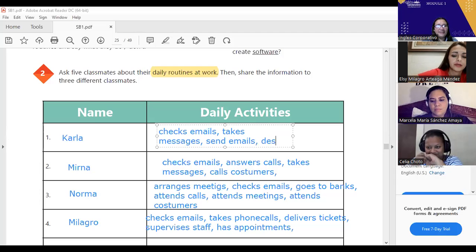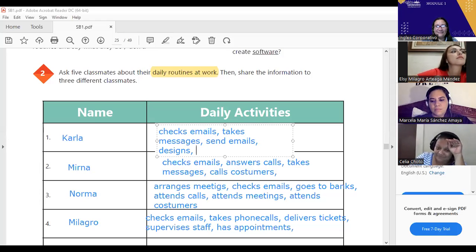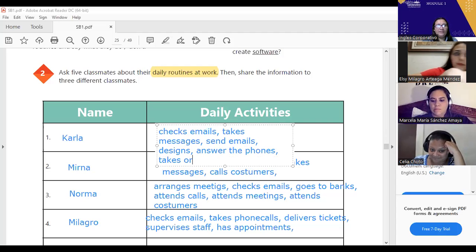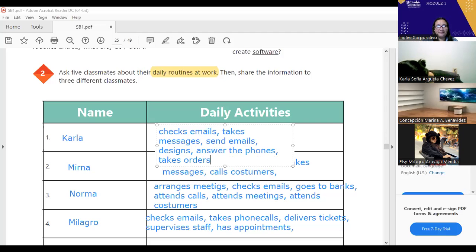Design. Somebody says design. She designs. What else? Answer the phones. Answer the phone. She takes orders. Orders for safes. Takes orders. Checks inventory. It's true. Thanks. All right.